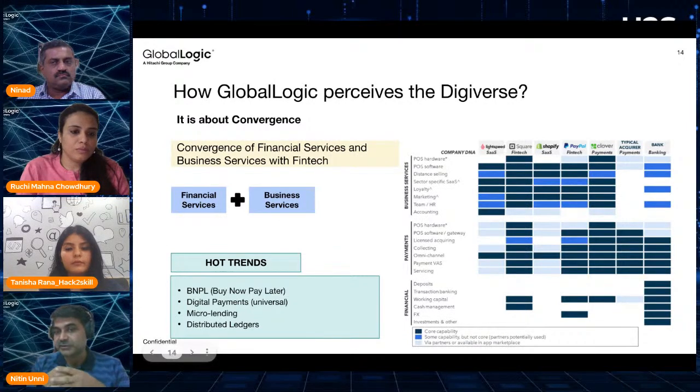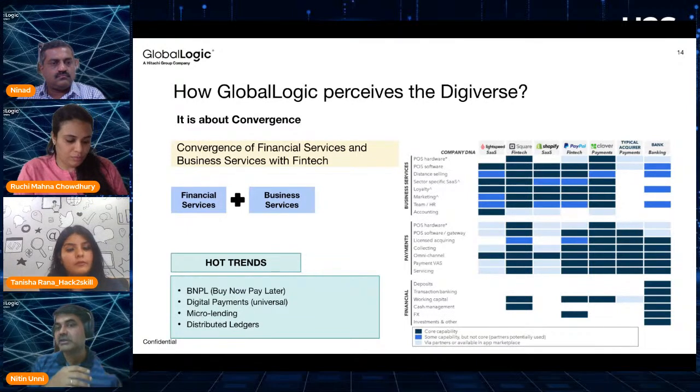If you see that interesting heat map on the right side, there were several companies like Shopify and Lightspeed, which are predominantly SaaS solutions, right? So they are essentially retail e-commerce front ends. But as you see the capabilities they have continued to build, they're moving a lot into the payment space and financial space, and the other way around as well, right?